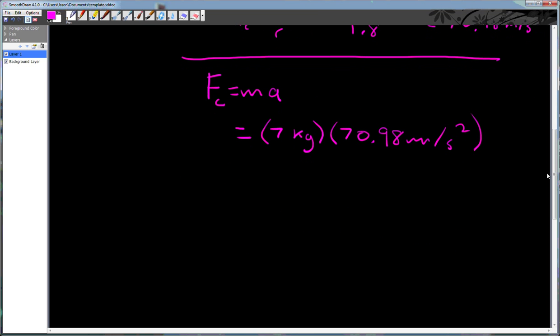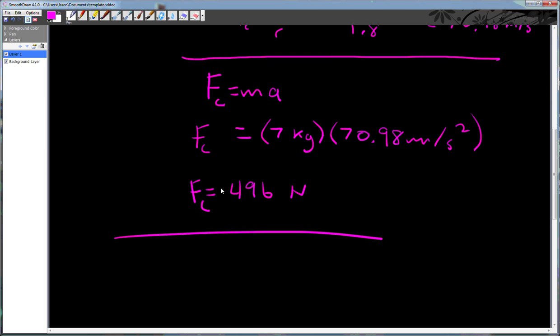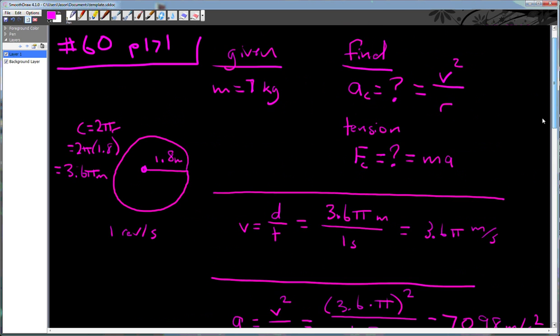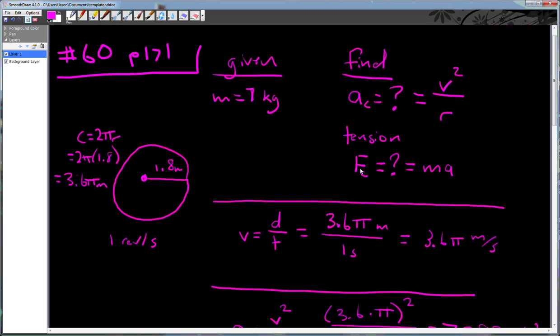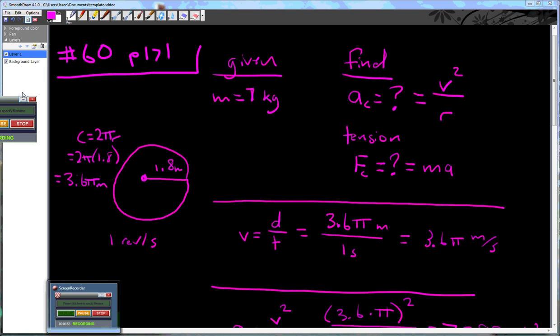And seven times 70.98. So that gives us our centripetal force is 496 newtons. Alright. That's it, and that's all. So our answer is 496 newtons and 70.98 meters per second squared for our centripetal acceleration and our tension, which is the centripetal force in this case. Onwards.